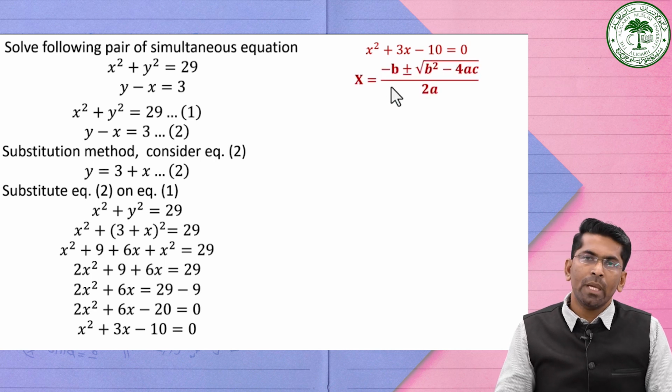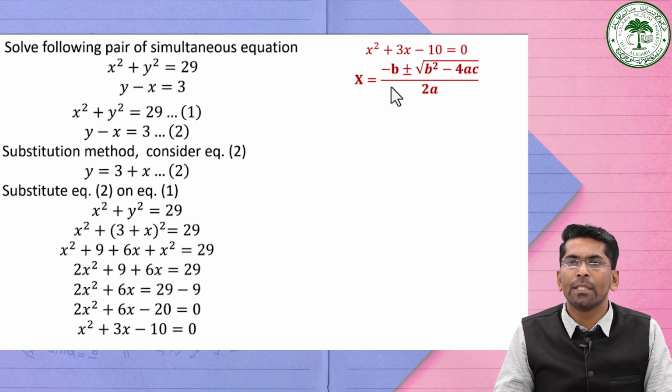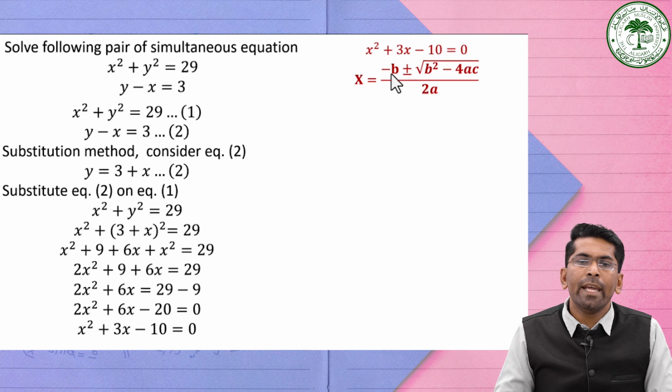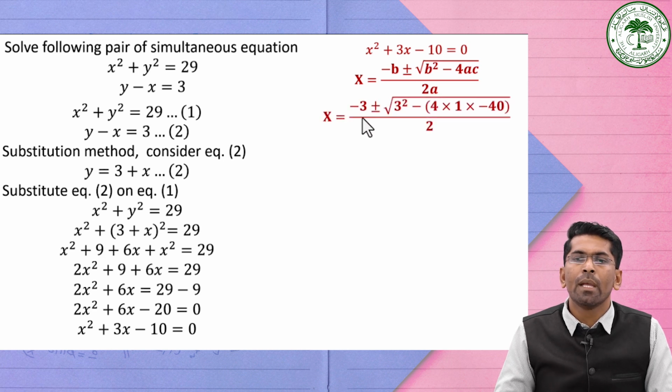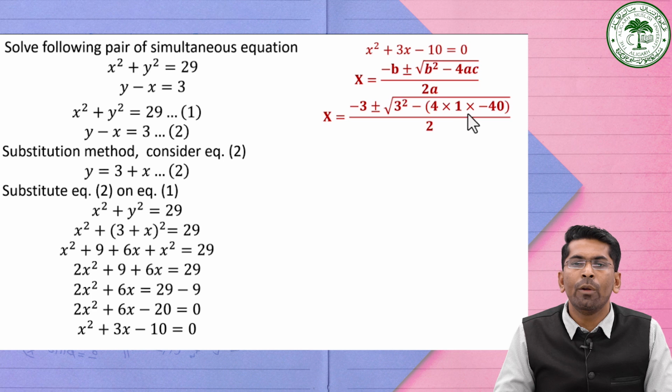So it is minus b plus or minus root b square minus 4ac whole divided by 2a. So we know here a is equal to 1, b is equal to 3, c is equal to minus 10. We can directly substitute these values in the quadratic formula. Then it will become minus 3 plus or minus under root b square, that is 3 square, minus 4 into 1 into c. Here it is minus 10, sorry.